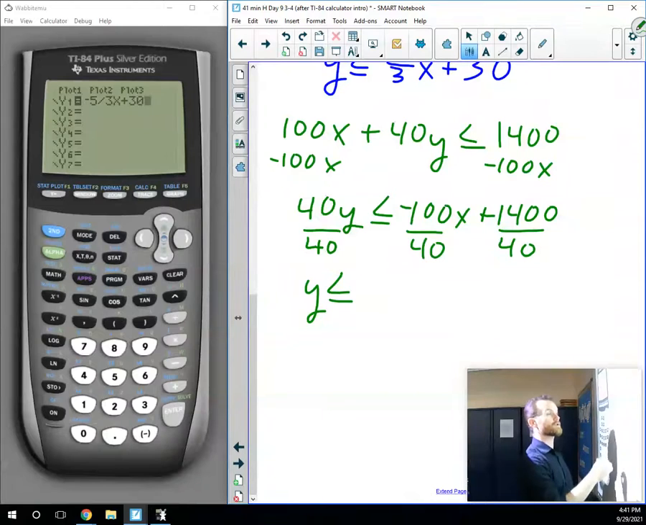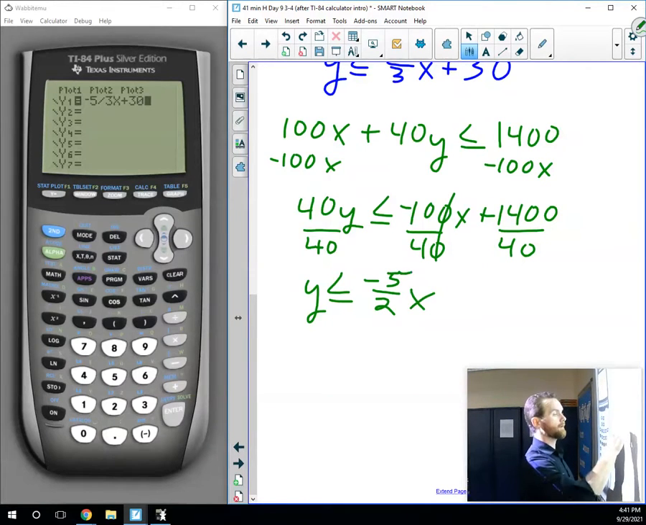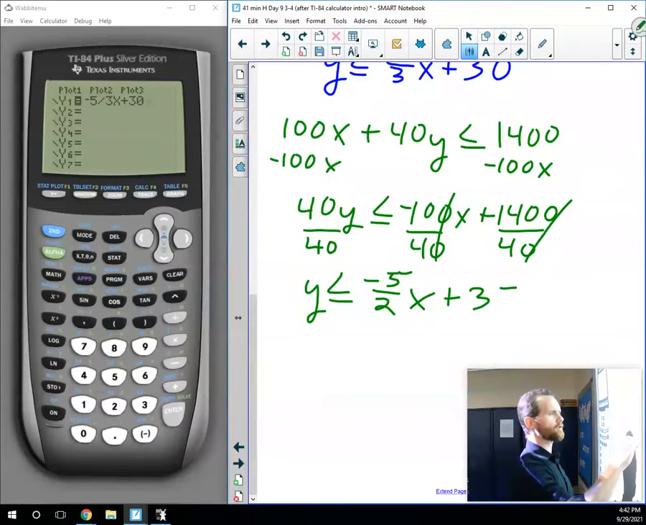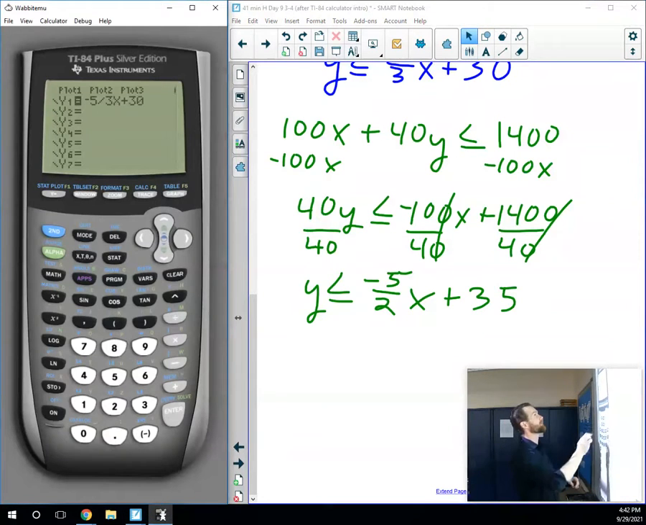Y is less than or equal to, we can cancel out those zeros. So that's going to be, let's see, divided both by 2. That's negative 5 over 2x. And then the 1,400 divided by 40 becomes plus 4. So we cross off those zeros. 4 goes into 14 3 times, with 2 left over, 4 goes into 25 times. So we get 35. Now let's plug that right into our graphing calculator.